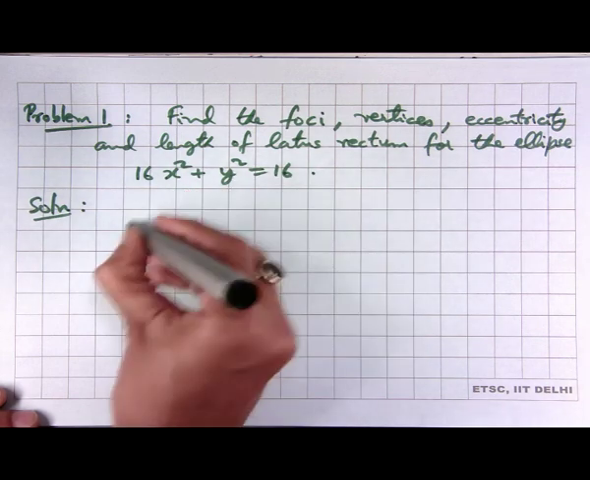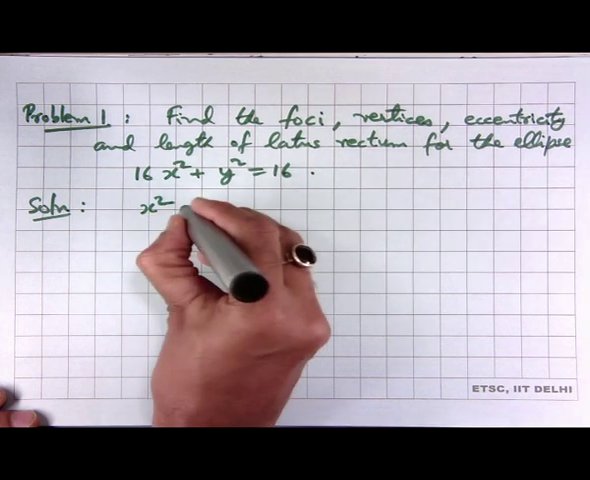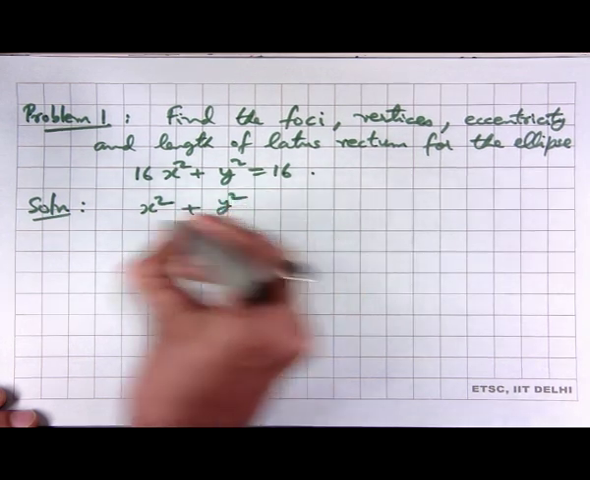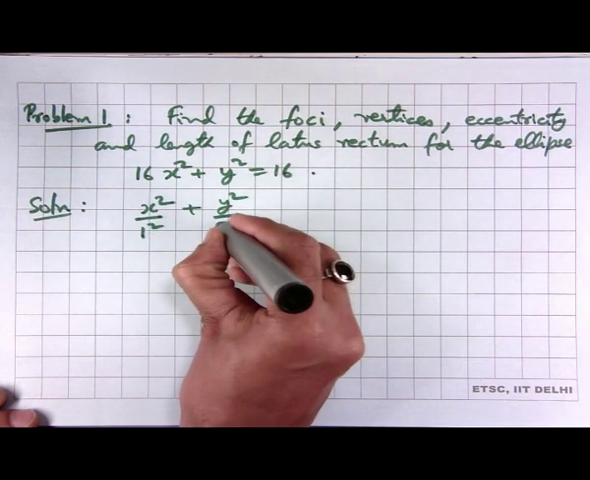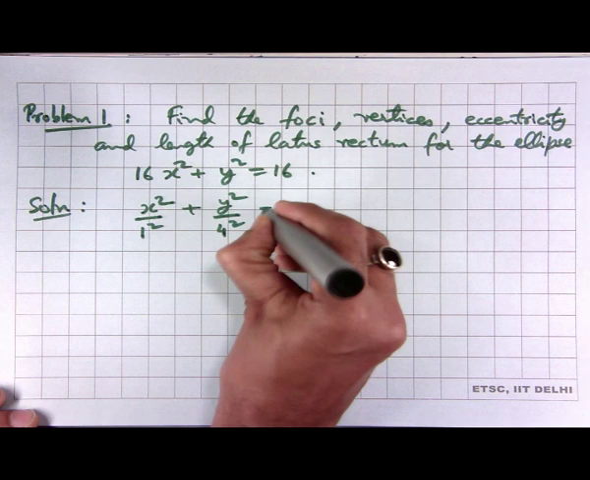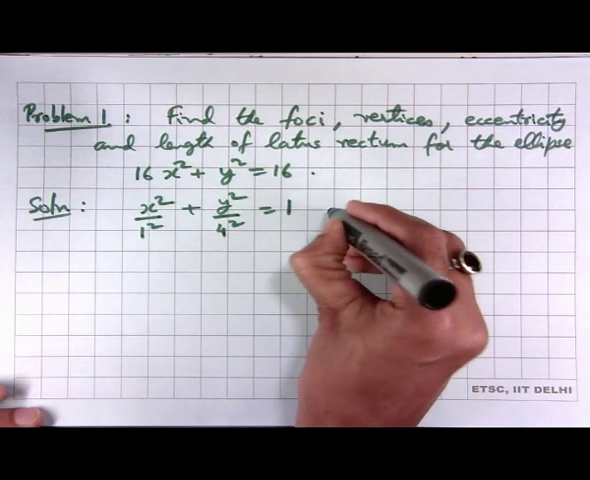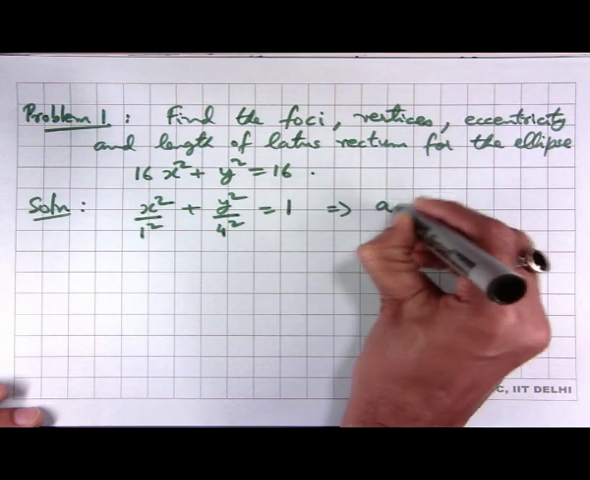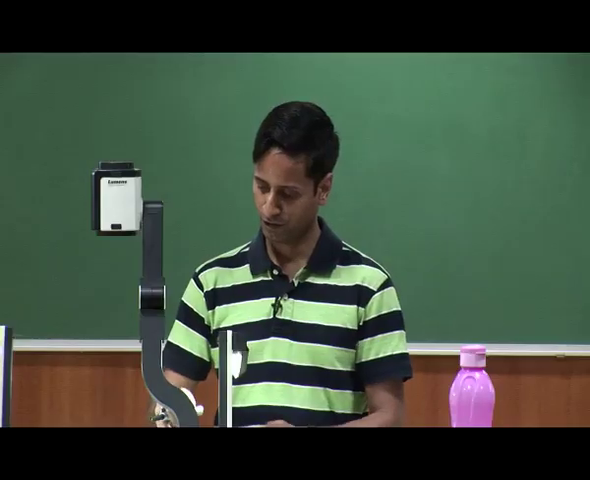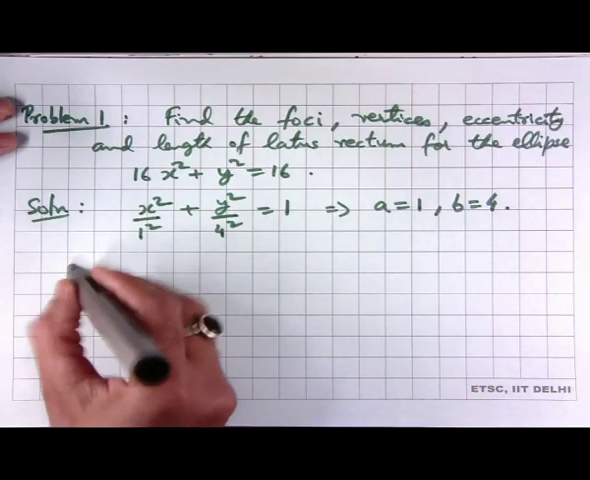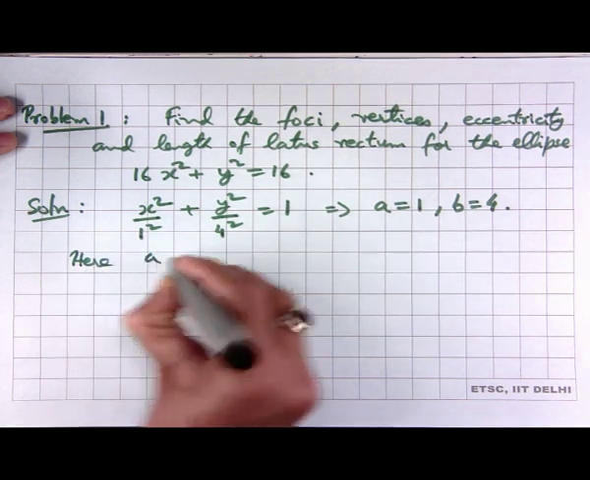So, dividing by 16 we get x² + y²/16, so I will write x²/1² + y²/4² = 1. So, this implies a is equal to 1 and b is equal to 4. So, in this case a is less than b.